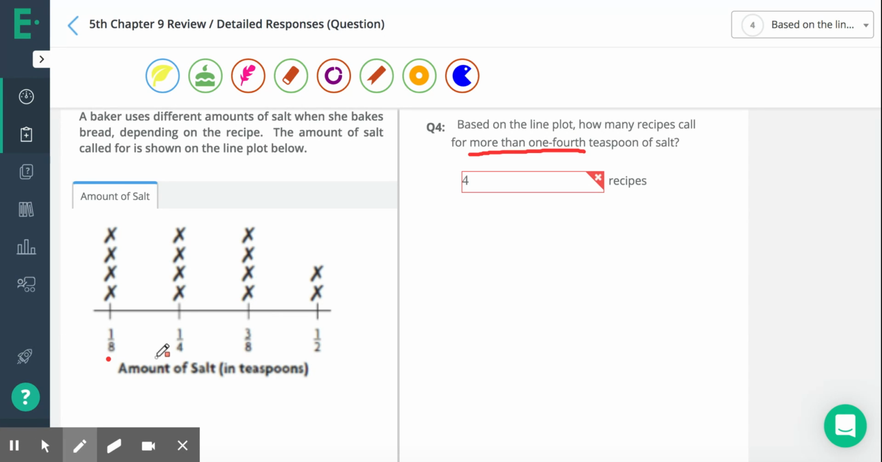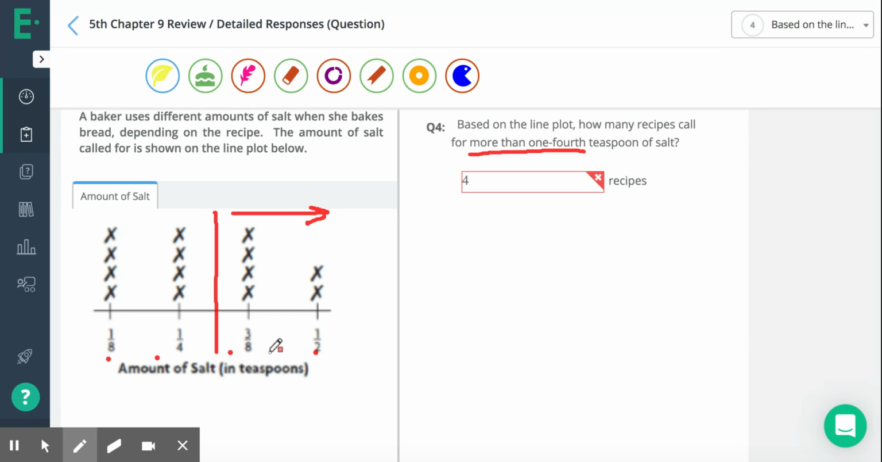So I look at all of these data points and I want to know which of those fractions are more than 1/4. Well, I know 1/8 is the smallest and 1/2 is the biggest. So I look at this 1/4. It doesn't say at least 1/4. It says more than 1/4. So I need to cut this off. All of these x's are more than 1/4.